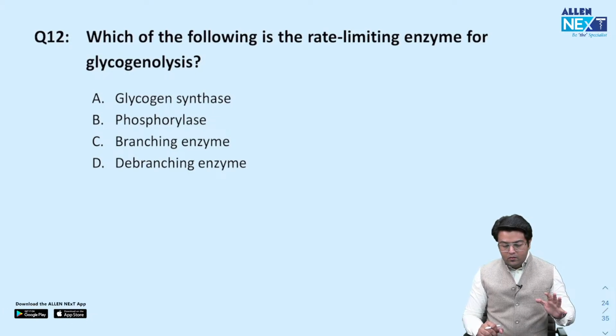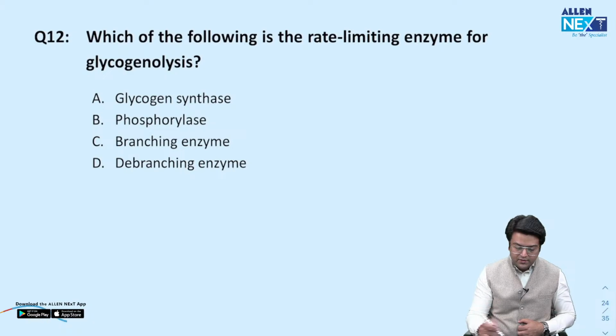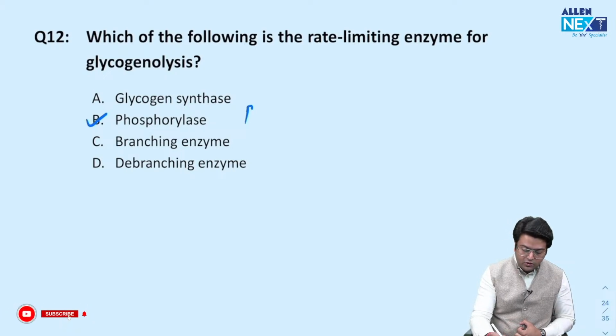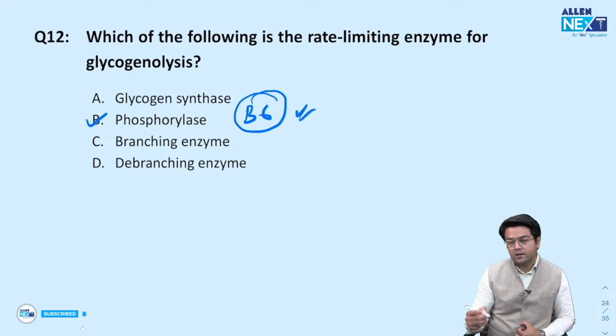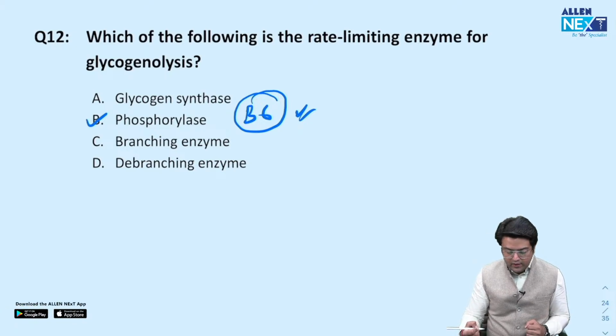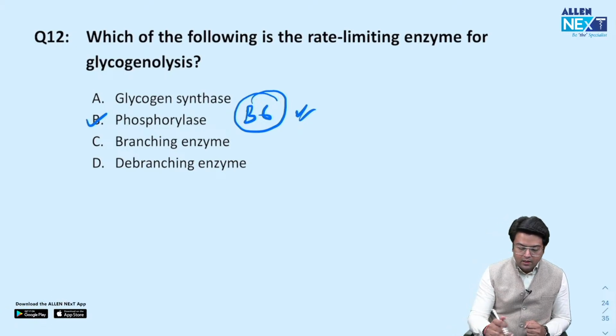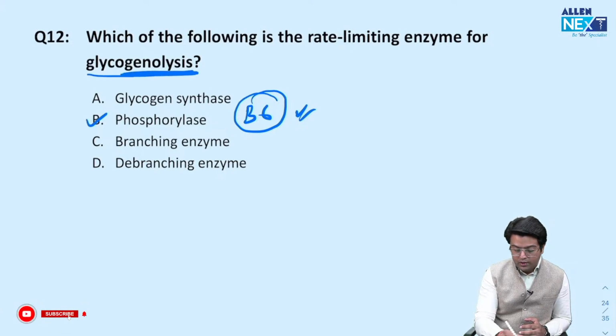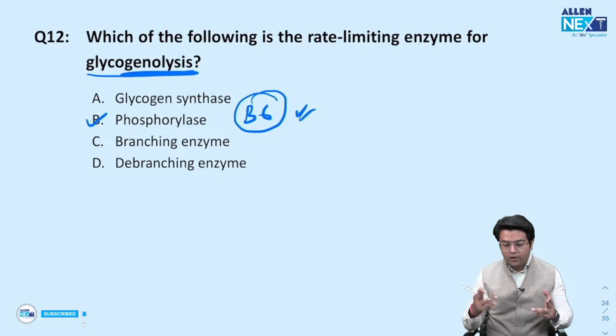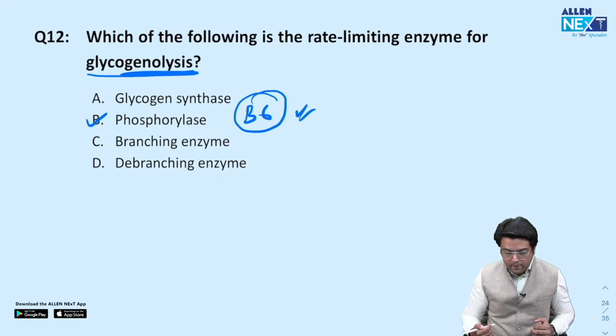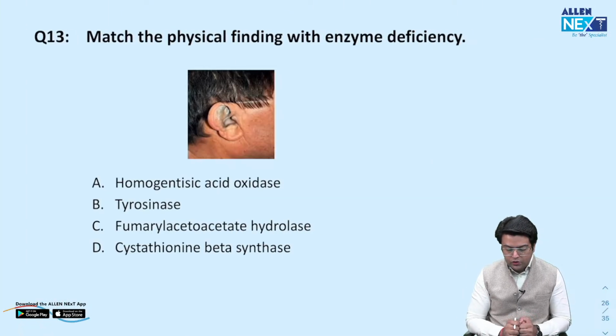Okay. Which of the following is the rate limiting enzyme for glycogenolysis? So guys, the answer for this question is phosphorylase, and it is also dependent on vitamin B6. So what is the coenzyme for that? Vitamin B6. And glycogen synthase for glycogen synthesis. This is glycogenolysis, that is breakdown of glycogen. Fine. Okay, moving to our next question.